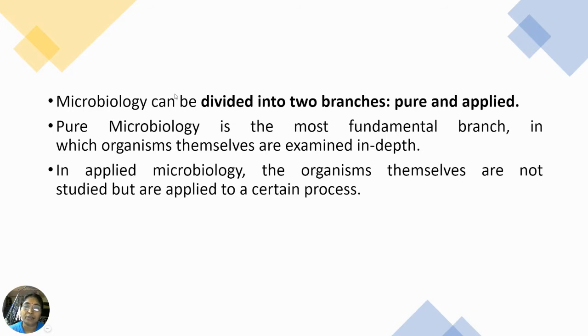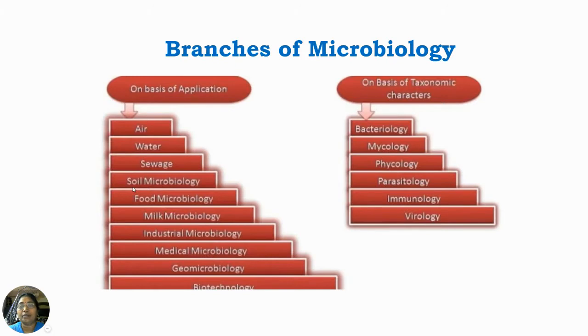Microbiology can be divided into two branches, known as pure microbiology and applied microbiology. In pure microbiology, we simply focus on the types of microorganisms and study them in depth, getting complete information regarding the microorganisms. Whereas in applied microbiology, we apply these microorganisms to various fields so that we can have some advantages or some beneficial products. Next, we will go to the sub branches of pure microbiology and applied microbiology.